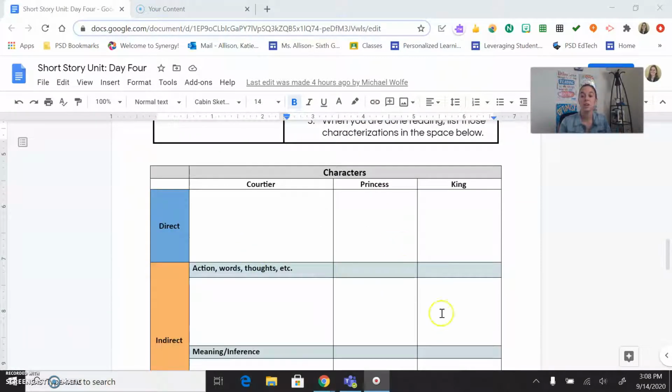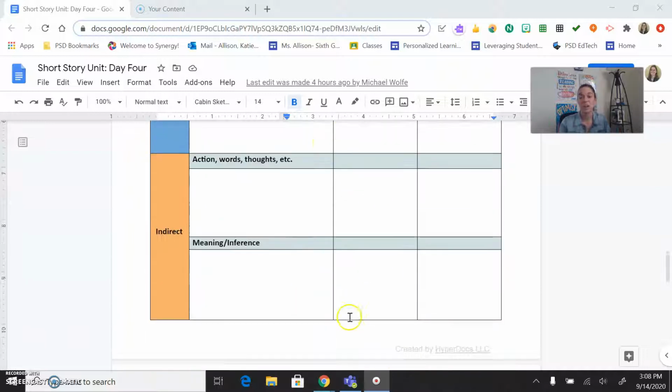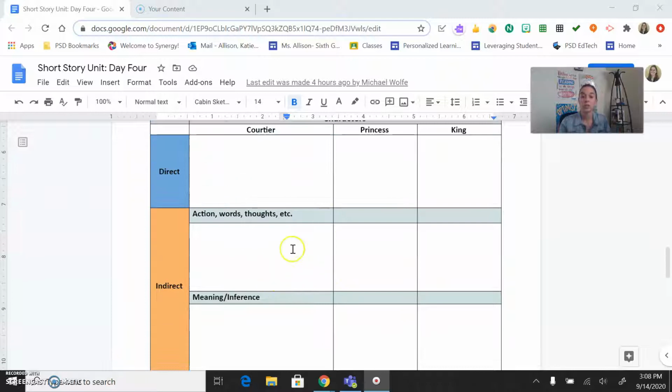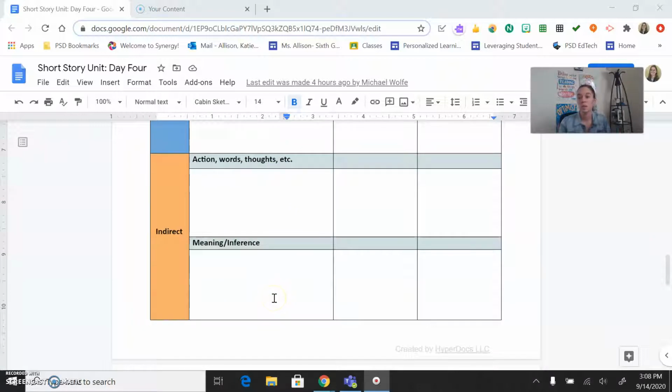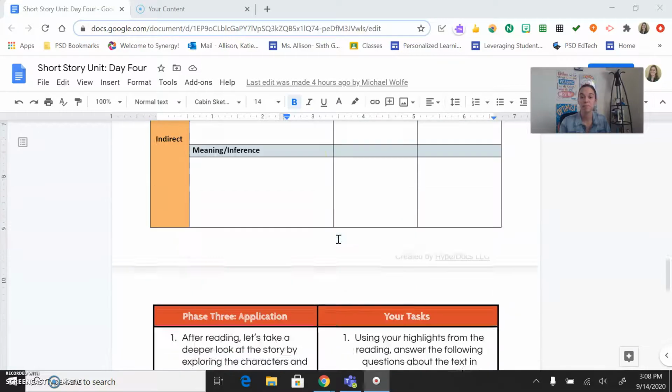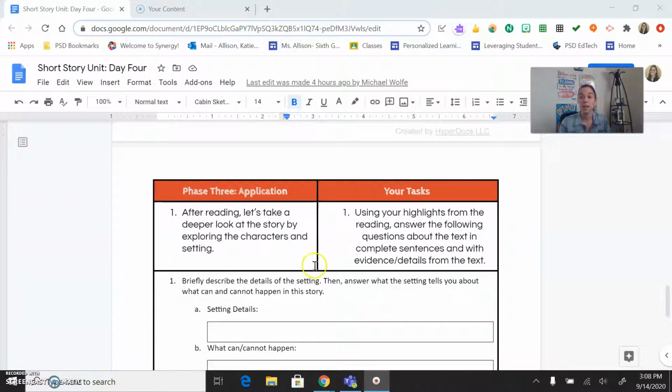And then down here, you have some space to add different thoughts on how you got there from the story. So you can see here that we have direct characterization for the courtier, the princess, and the king, and then indirect, so you can put examples there. Indirect, what are the actions, words, and thoughts, and what can we mean or infer by those things? So you can fill out this chart as you read. And then we're going to come down here to the application phase.